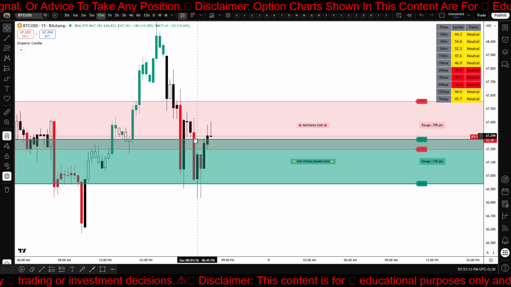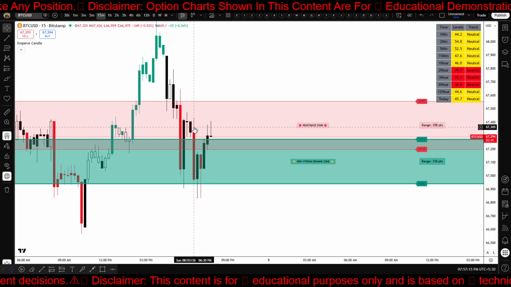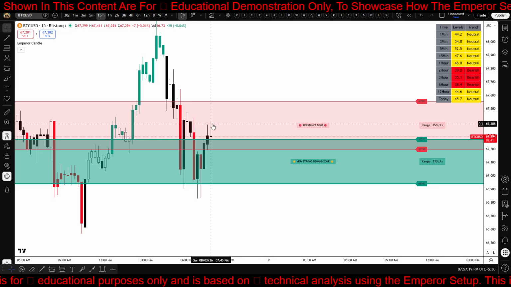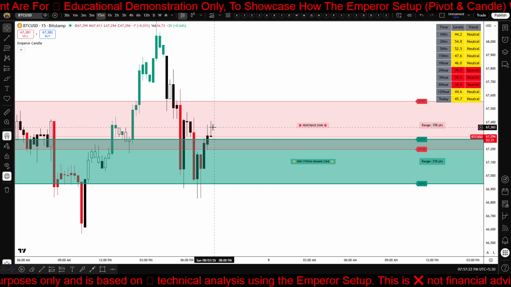And as you can see now, the market took so many resistances, from 6:30. Now it's 7:45 p.m., so it's more than 1 hour. The market is getting rejected from that resistance zone.